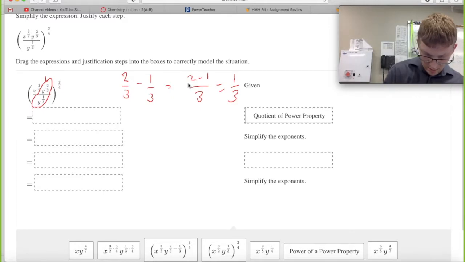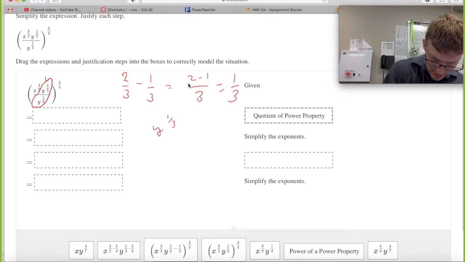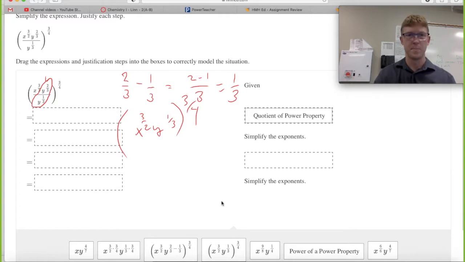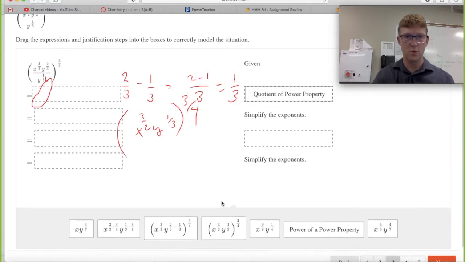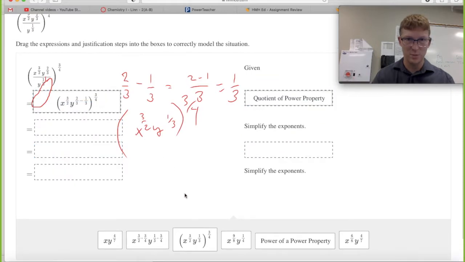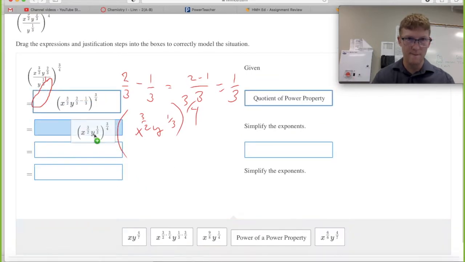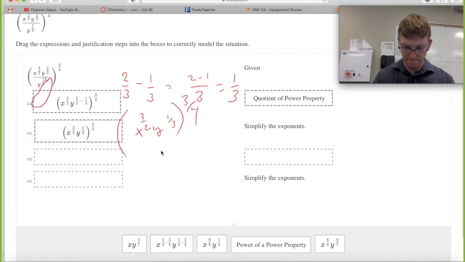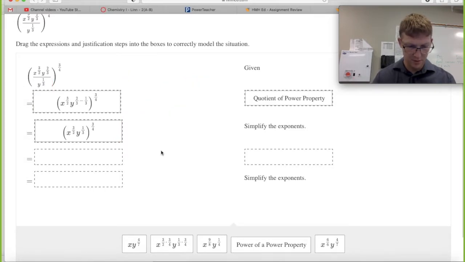So then our whole thing is going to be y to the 1/3 times x to the 3/2 times that part. So that's what we're looking for. Okay, yeah. And then we simplified the exponent. Okay, so now we're there.